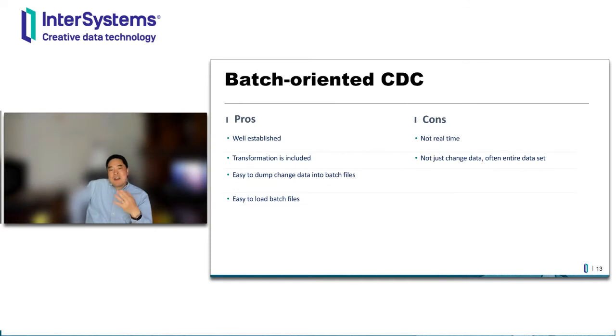So the cons are very obvious. First, it's not real time. It's batch-oriented, typically end of the day or maybe a few times a day. The other thing I want to highlight is that it's probably not even change data. If you're talking about a mainframe or an old system, they cannot do the timestamp scan or the triggers. They don't have such a thing. So all they can do is, at the end of the day, dump the whole entire data set.